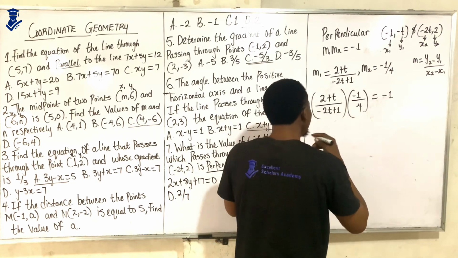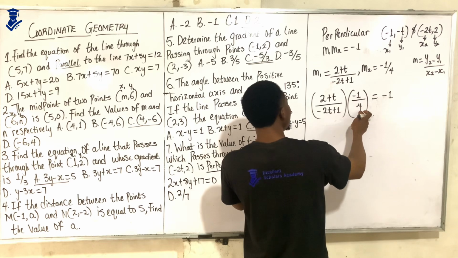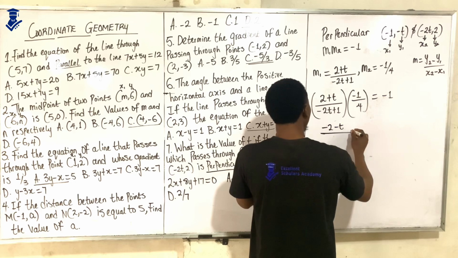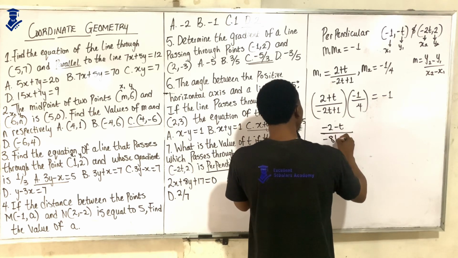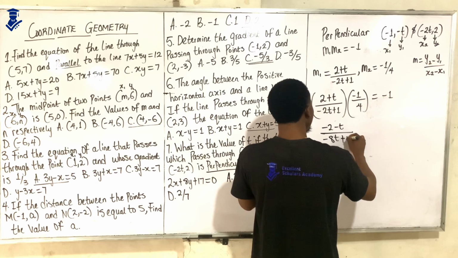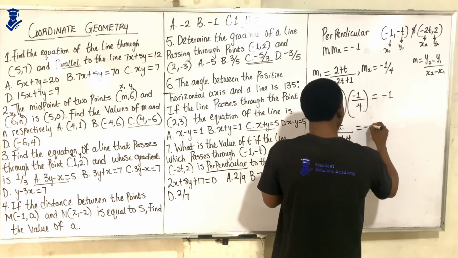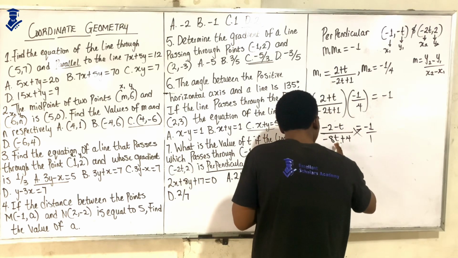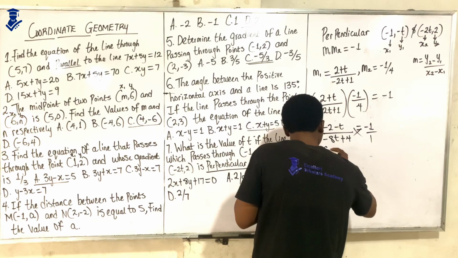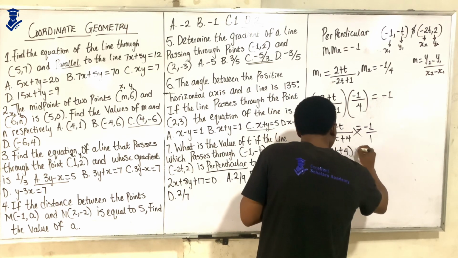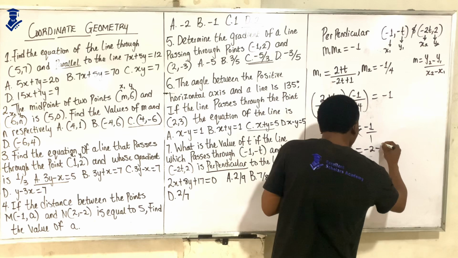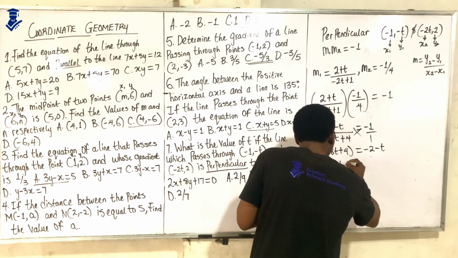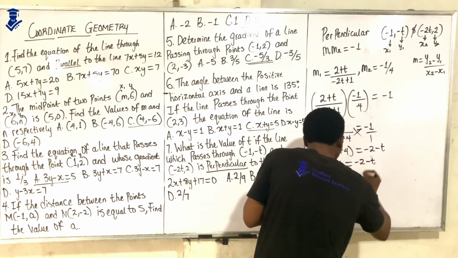This is equal to minus 1. Alright? So now, this is going to multiply this, and of course, this is going to multiply this. So minus 1 times this becomes minus 2 minus t over 4 times this gives us minus 8t, and 4 times this gives us plus 4. This is equal to minus 1 over 1. So let's cross multiply. We're going to have minus 1 into bracket minus 8t plus 4 is equal to 1 multiplied by this, which gives us minus 2 minus t. So this times this gives us 8t, this times this gives us minus 4, is equal to minus 2 minus t. Alright?